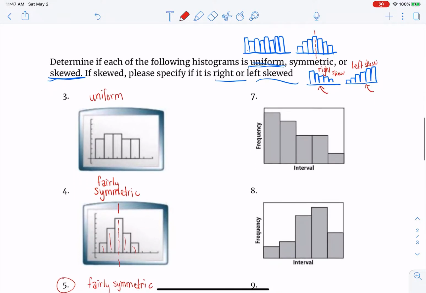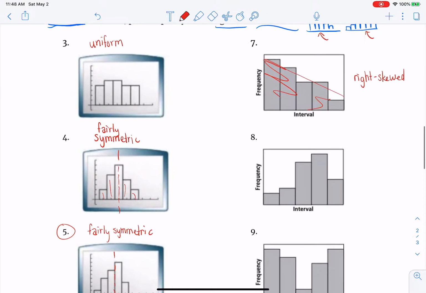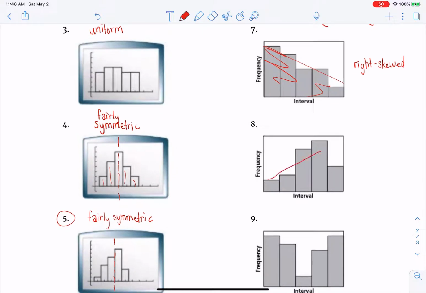Number 7. Now this one does look to be skewed because it definitely goes down from left to right. There's higher stuff over here and lower stuff over here. So I would say that this one has a right skew. So we'd say it's right skewed. This one looks to me like it has a left skew. Not perfect, but somewhat left skewed.